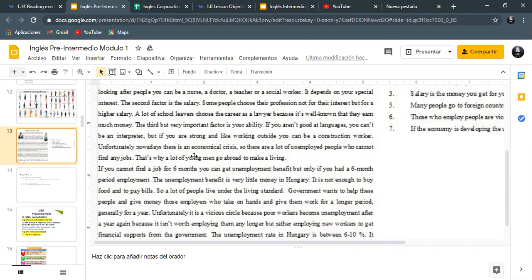There is an economical crisis. So there are a lot of unemployed people. What is unemployed? Desempleado. Desempleado. Very good. Who cannot find any job. En esa frase que dice, cannot find any jobs. No pueden encontrar ningún trabajo. No hay ningún trabajo. Good. That's why a lot of young men go abroad. What is to go abroad?